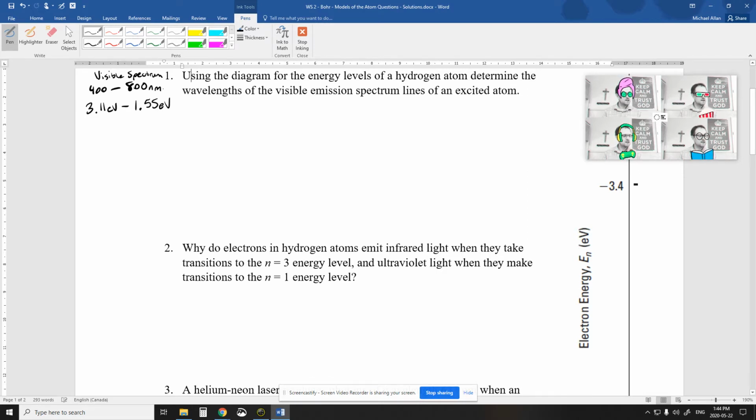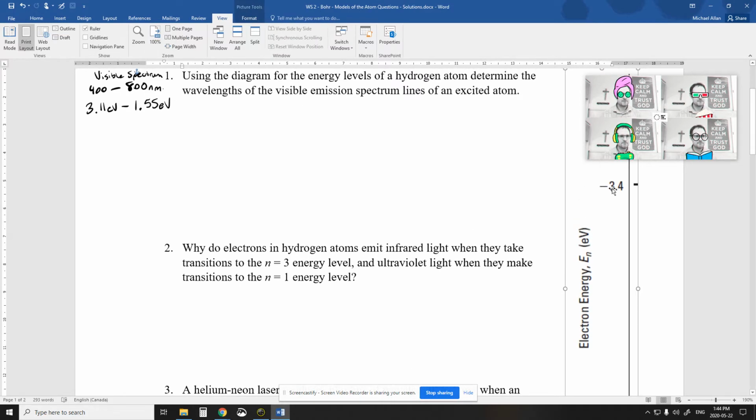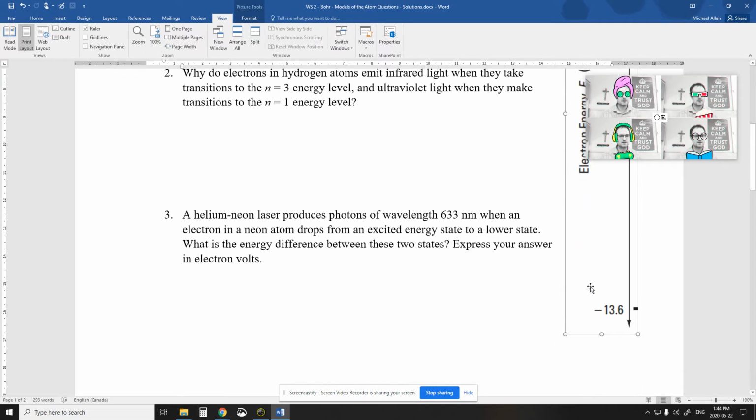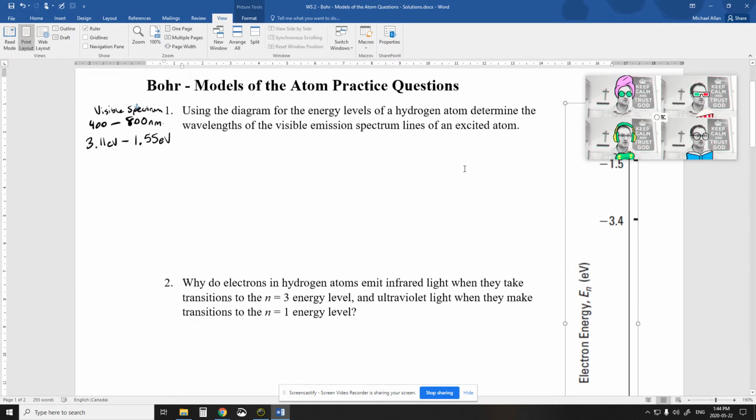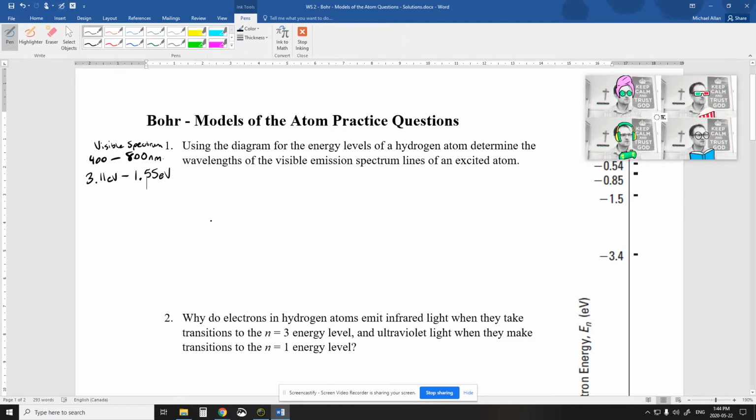Right. So as long as my energy jump on my diagram there is somewhere between those two numbers, I would have a visible spectrum. So the energy jump from -3 down to -13, that's 10. So that's too large. So that's going to be ultraviolet. So I just go through and determine which of these are going to be visible spectrum. So I know it's not going to be a jump down to 1.